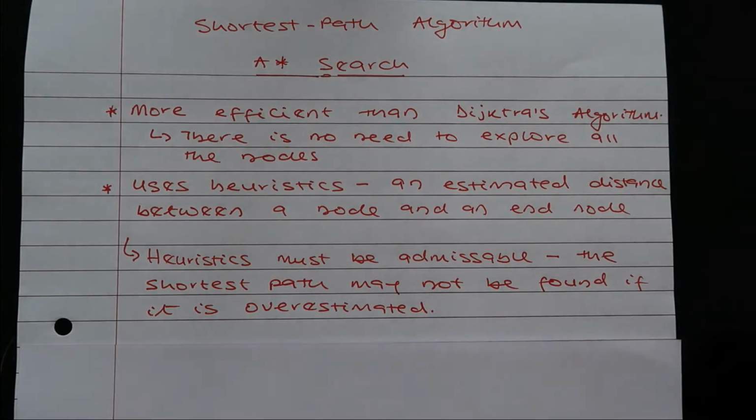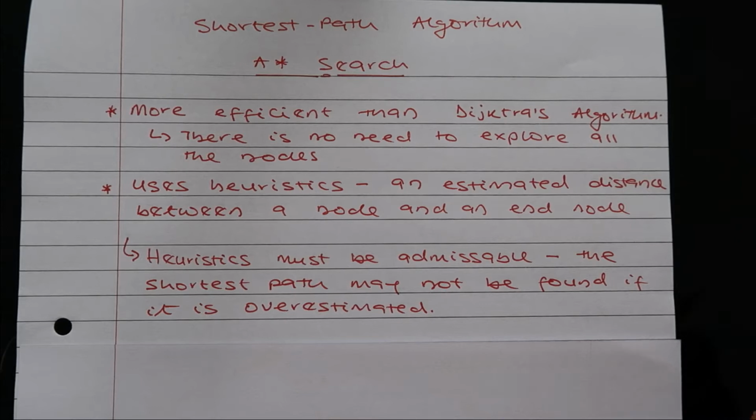The A-star search is one of the shortest path algorithms, used in finding the shortest path between two nodes, a source node and a destination node. Now, the A-star search is a more efficient search than Dijkstra's algorithm. One of the key reasons is that there is no need to explore all of the nodes in the A-star search.